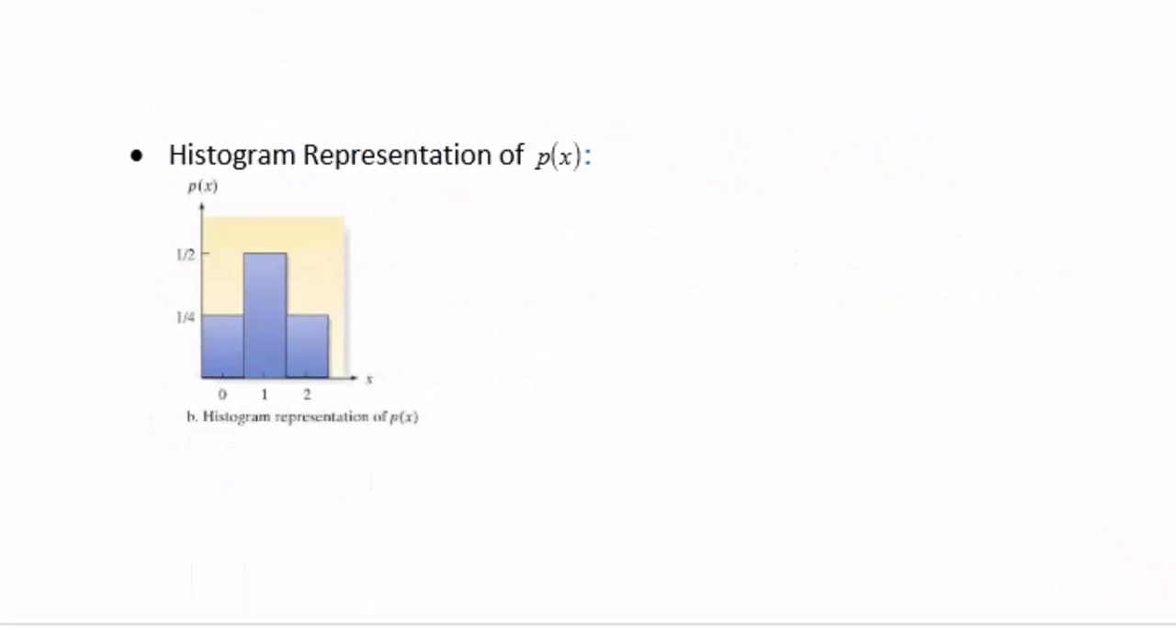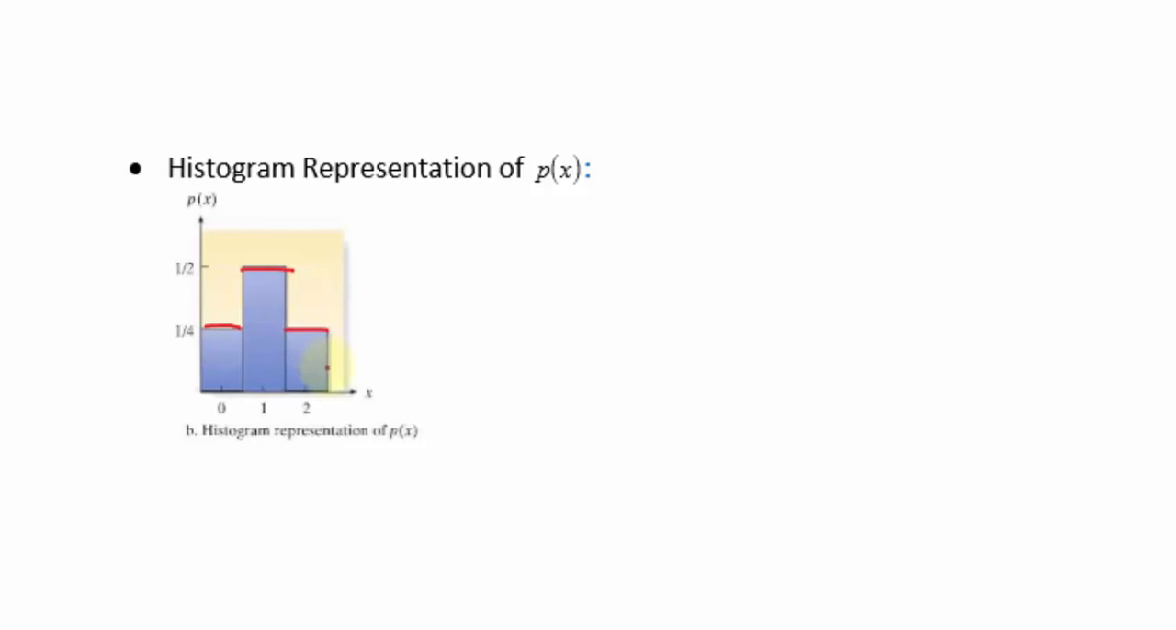Another type of probability distribution involves the histogram, and this is just another way to use a graph to represent our probability. The histogram representation shows that values between 0 and 1 have a probability of 1/4. Values between 1 and 2 have a probability of 1/2. And finally, values between 2 and 3 would have a probability of 1/4.